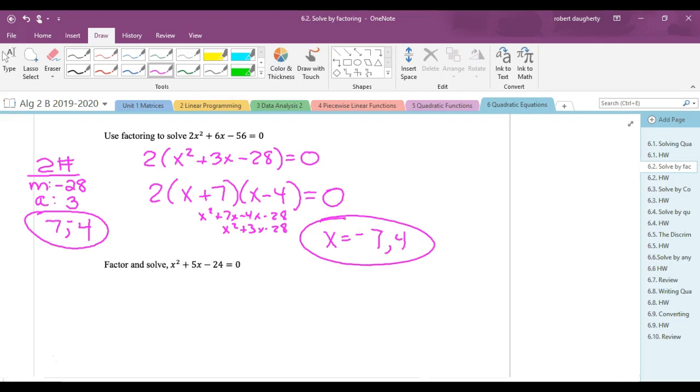Yeah, this is your factor, this is your solution, okay? You notice that the sign changes, okay? So let's look at the next one.